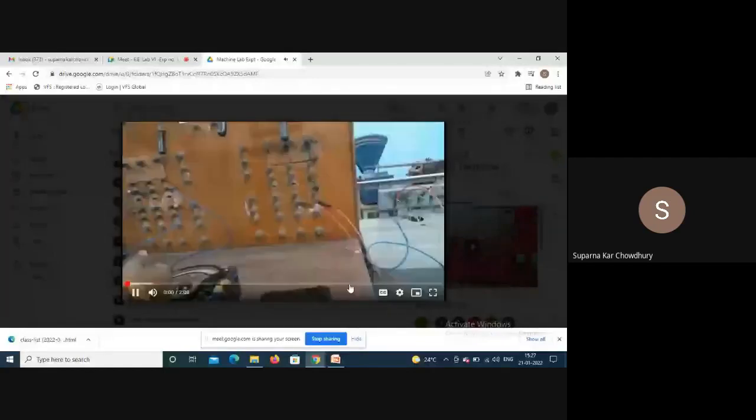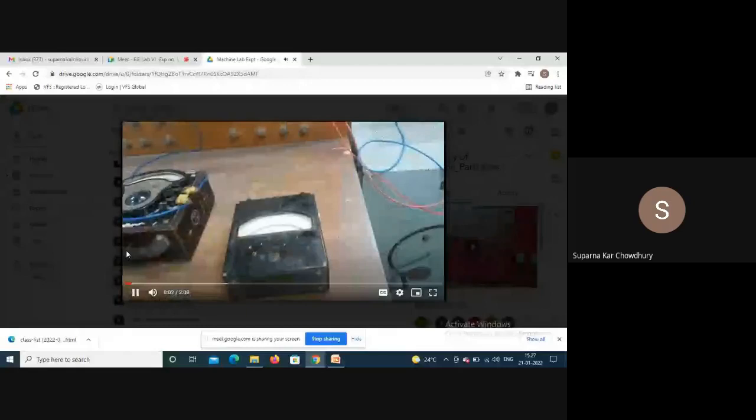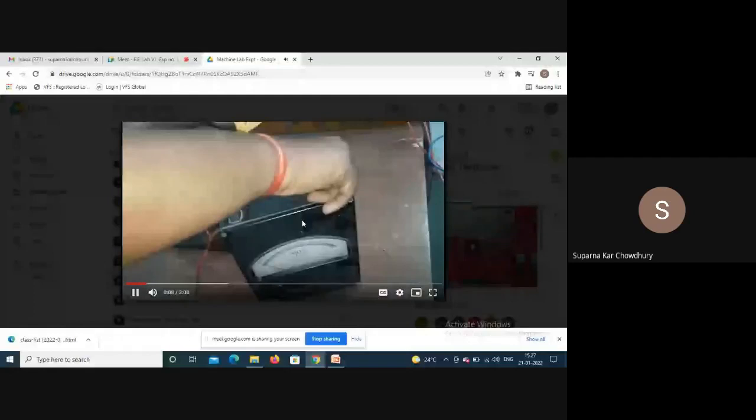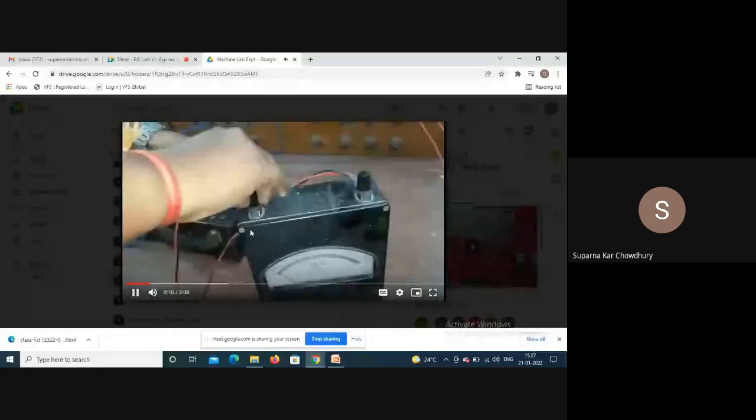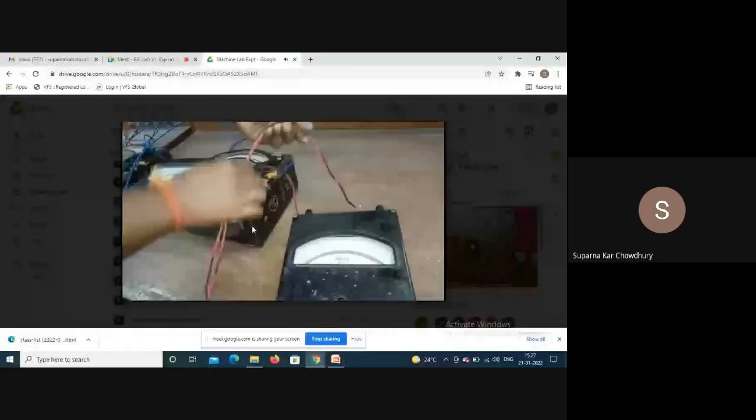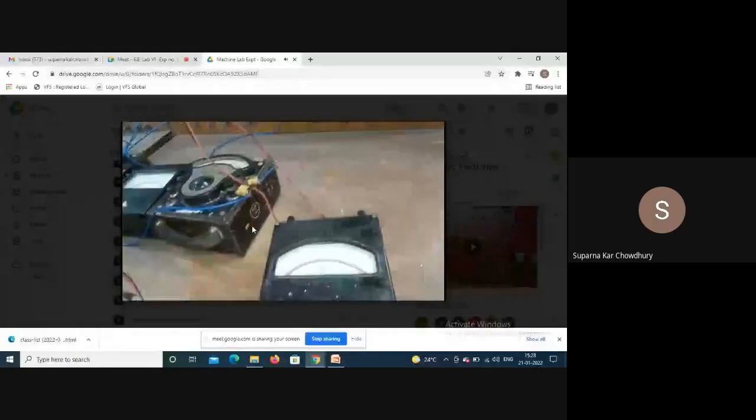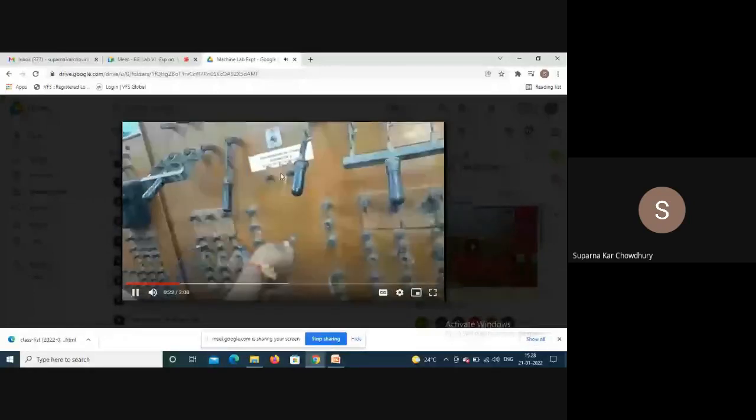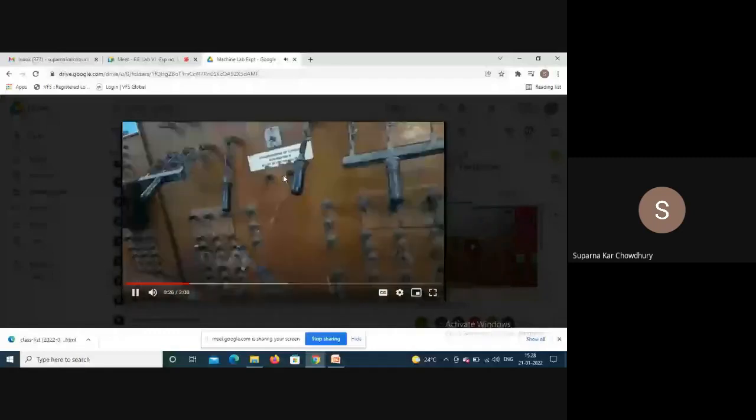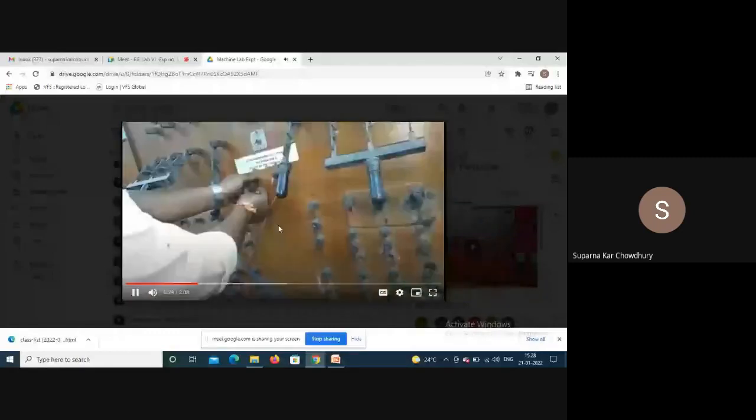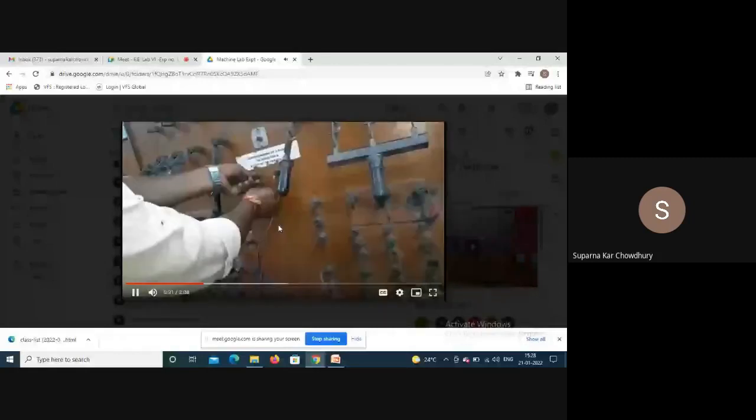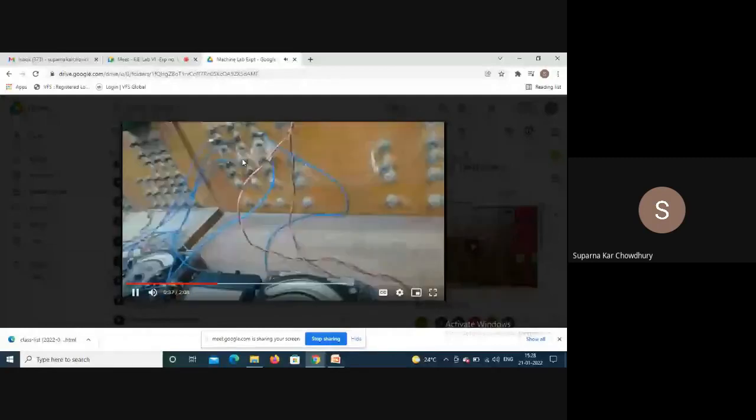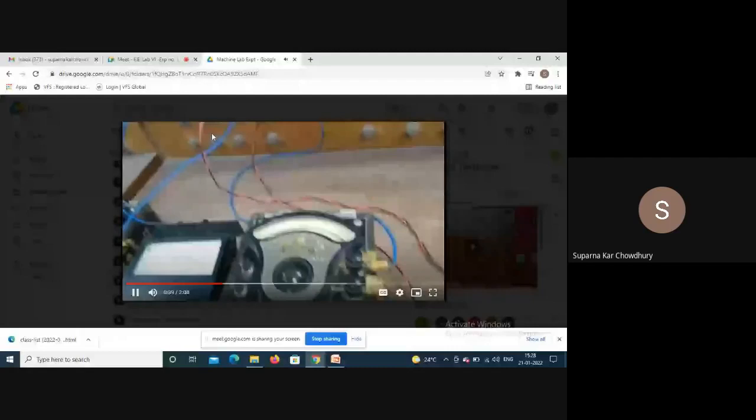This is the meter. This is the wattmeter. This is the voltmeter. Frequency meter, you can see. This is the two-way switch, what was shown in the circuit diagram. And this is the synchronizing switch. This switch will act as a synchronizing switch. So here we have the two wattmeters and an ammeter connected.